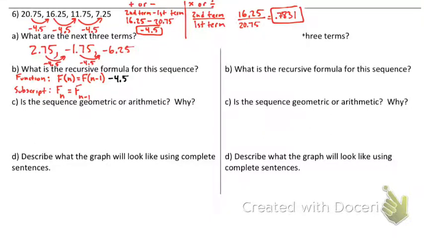Same thing for subscript form. We just subtract how the sequence changes, 4.5. And then the last part of the formula that we talked about earlier today, you got to tell me which one's your starting term. So my starting term is the function f. We want the first term. That's why we put 1 there. Equals, and then what's your first term? It's 20.75.